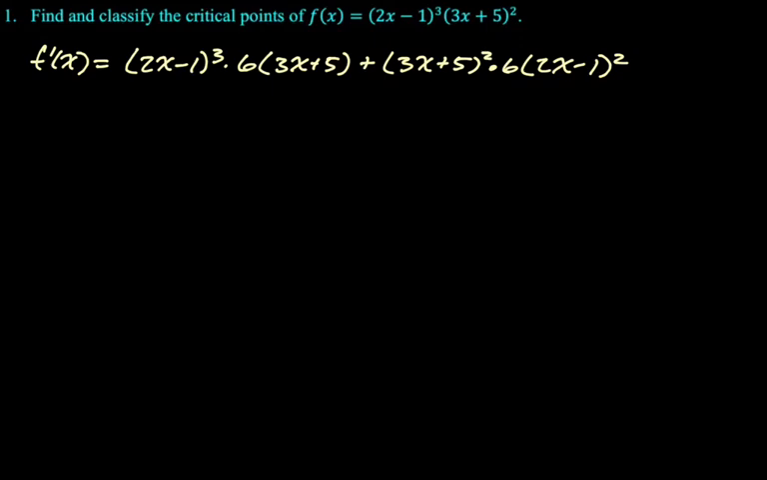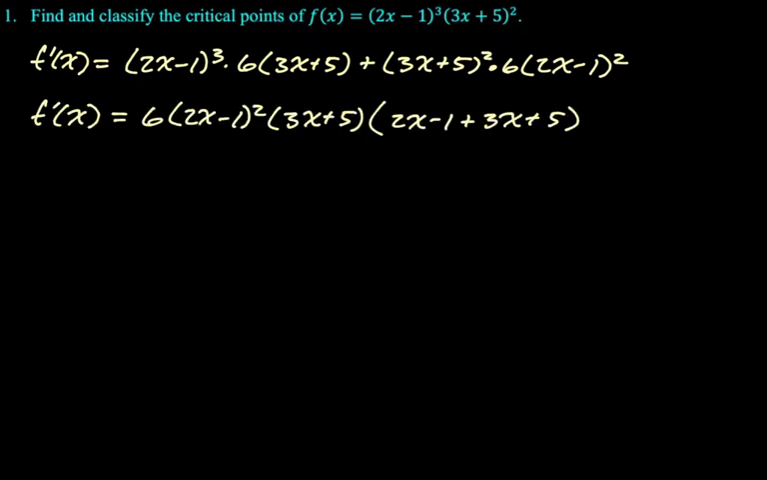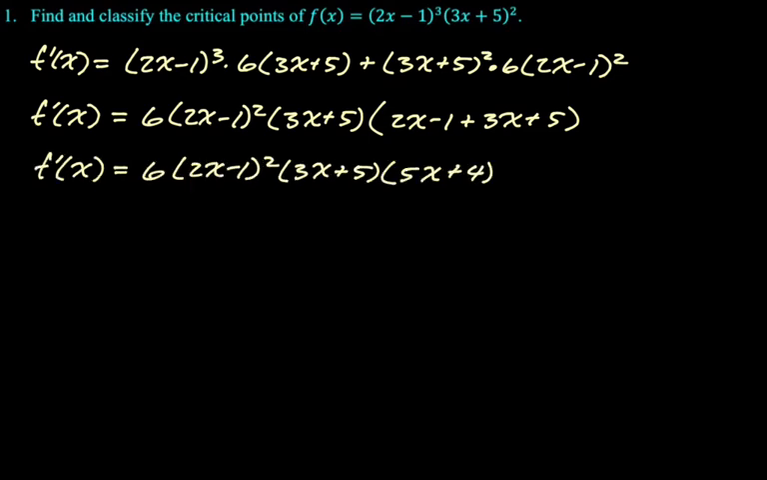So we're going to take out 6, 2x minus 1 squared, and 3x plus 5, and see what we're left with. I won't make you watch me do that, but we're left with essentially the quantity 2x minus 1 plus 3x plus 5. Then we want to clean that up, right? Because you have to clean everything up to find the critical points, or you're going to miss one of the critical points.